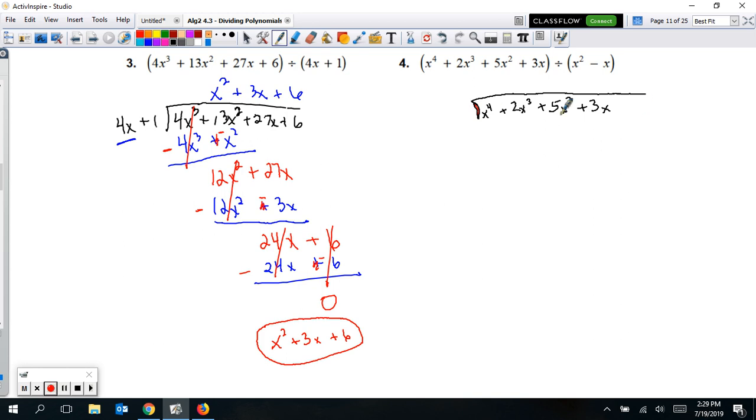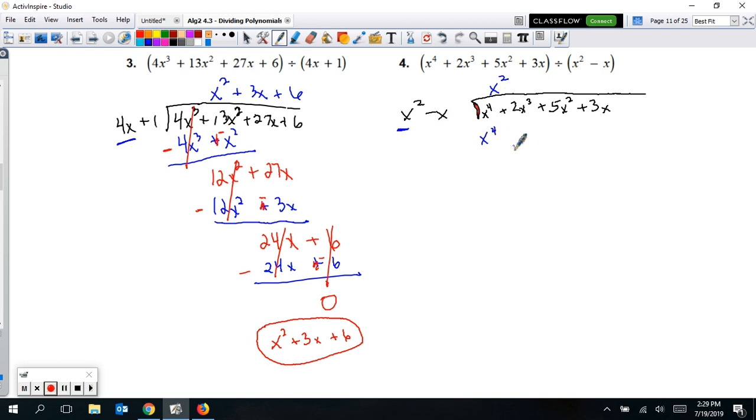Now, if it's anywhere in the middle, you're going to have to put a 0 and include that term. But the constant term, if you're missing the constant term on both of these, we can just go ahead and not put it at all, and we'll be fine. So our go-to term here is this x squared term. So what do we multiply x squared by to get the x to the 4th? Well, that is another x squared. X squared times x squared is x to the 4th.